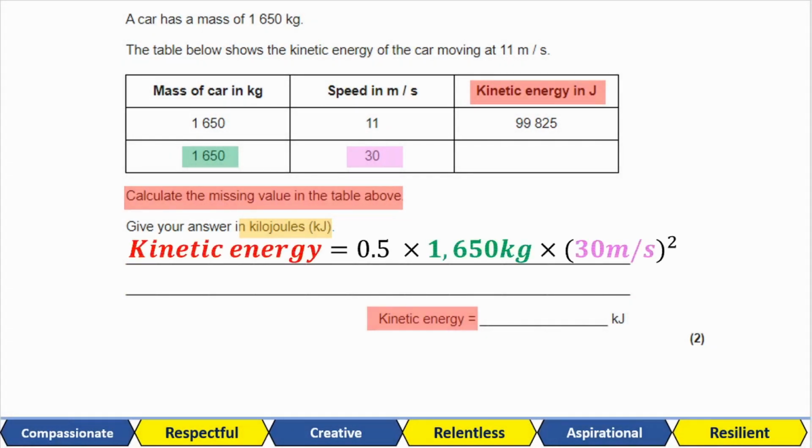Subbing the numbers is half times 1,650 kilograms times 30 squared. That gives us 742,500 joules, but dividing that by 1,000 to get in kilojoules will give us 742.5 kilojoules.